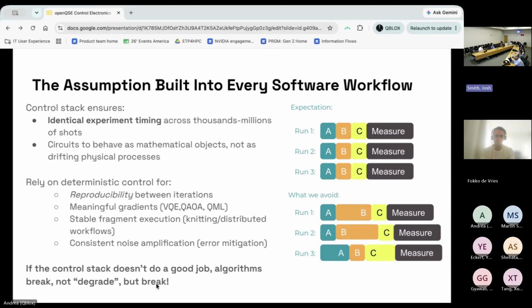Before I dive into what this interface is and what data transfer looks like, if you're not aware of what our role within the control stack is, basically we make sure that your algorithms run as you would expect them to run. So you send your circuit, you send your machine learning algorithm, you want to run it for multiple shots, and you want it to run the same every single time. The control stack really makes sure that that happens.